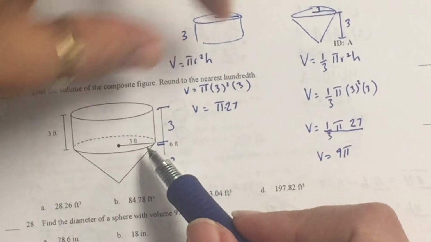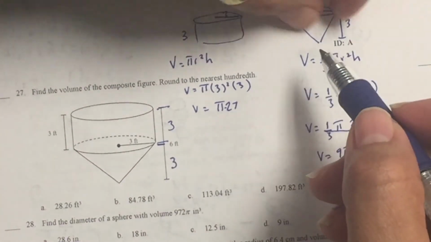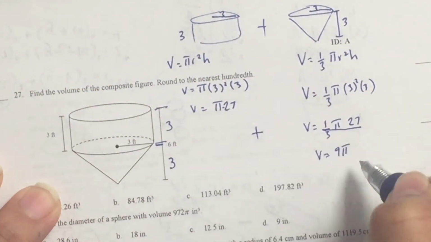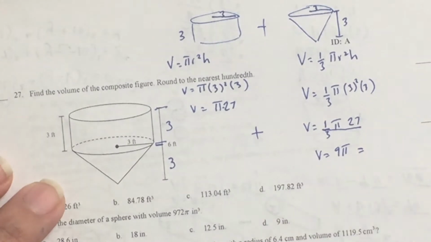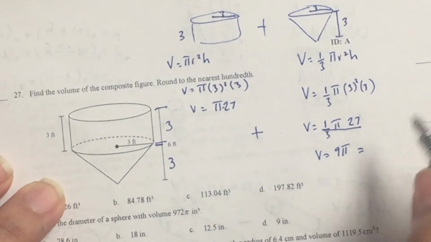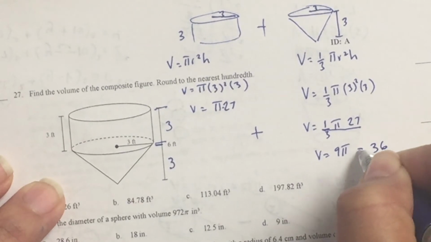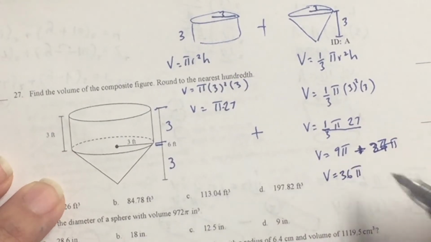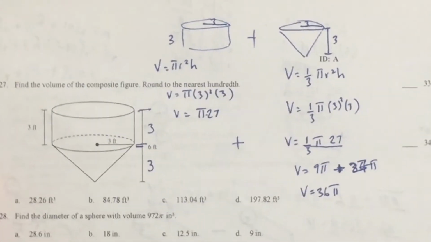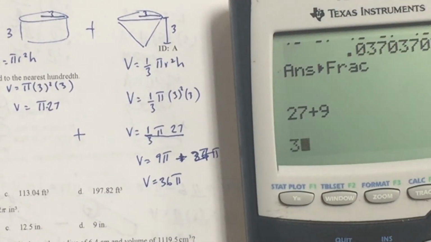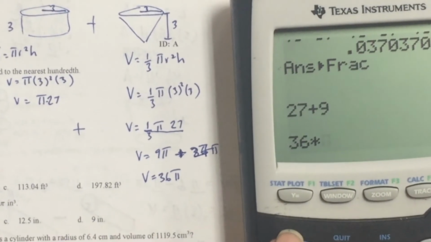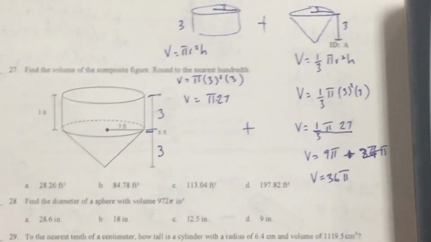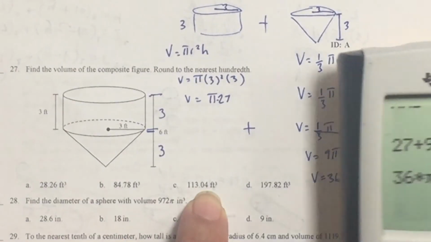Now, what did they do? They took this and put them together. Put this on top, right? So the total volume will be this plus this. So 27 pi plus 9 pi is 36 pi. And then all you have to do is put that in a calculator. So 36 times shift, second, and then pi. 113.097, 113.0.